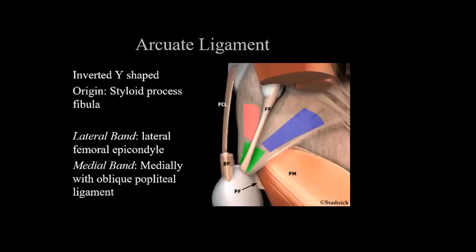The arcuate ligament is a very interesting structure in the posterolateral corner of the knee because it forms a Y-shaped appearance. The Y-shaped appearance comes from the lateral band, which is this one, that originates from the lateral epicondyle of the femur and inserts in the styloid process of the fibula. But then you have the medial band, which is this one here, which originates from the styloid process of the fibula and blends with the oblique popliteal ligament here.